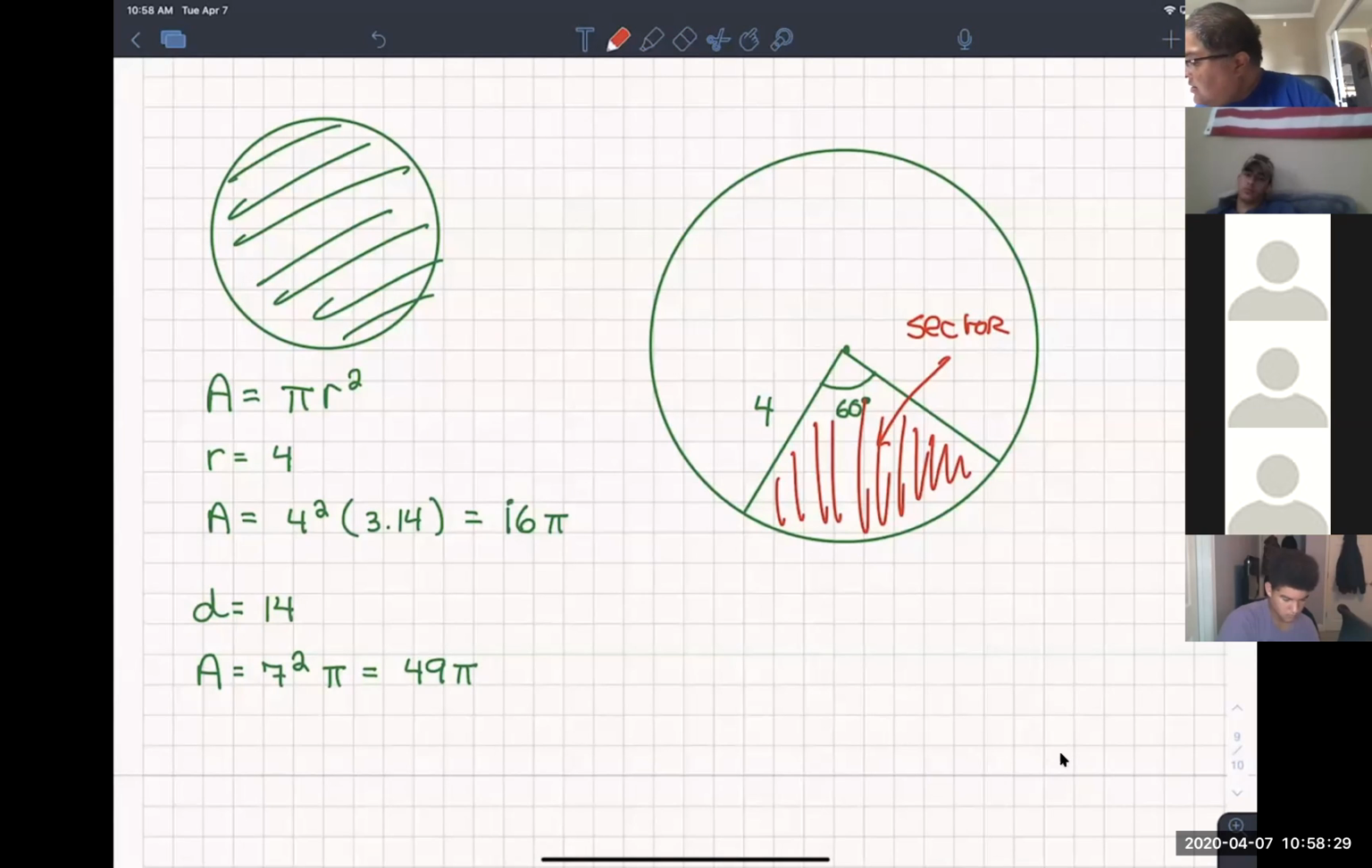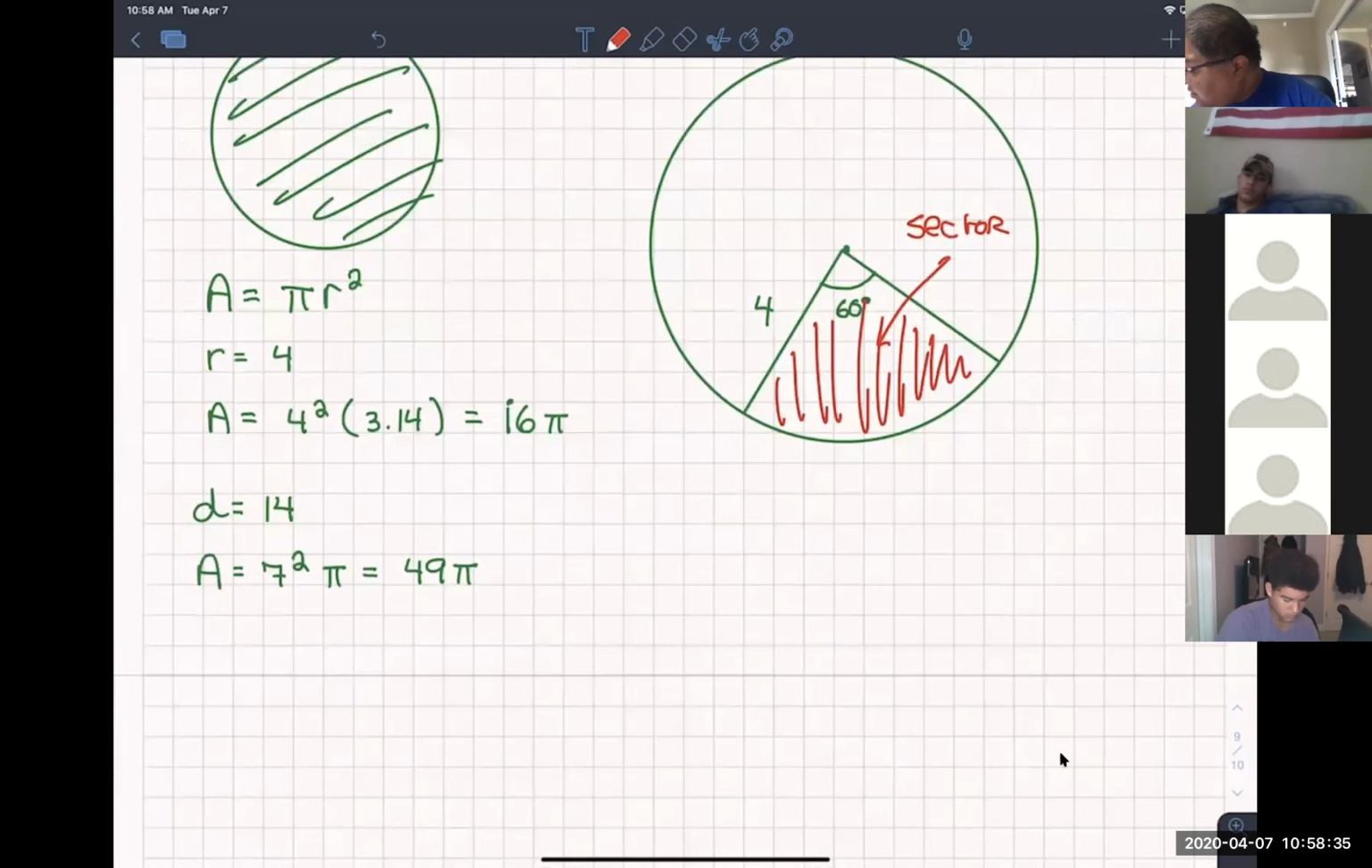And to calculate the area of a sector, it's 1/2 r squared theta. Okay, now let me explain. This is the radius, and this is the arc measure.